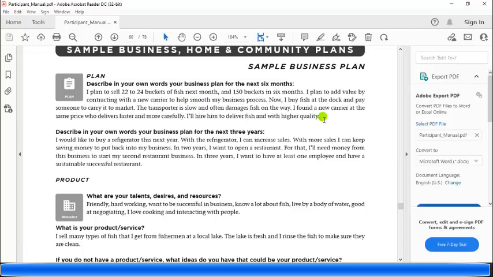In your participation manual, on page 56, you see this over there. So you don't need to worry. Just open the participation manual.